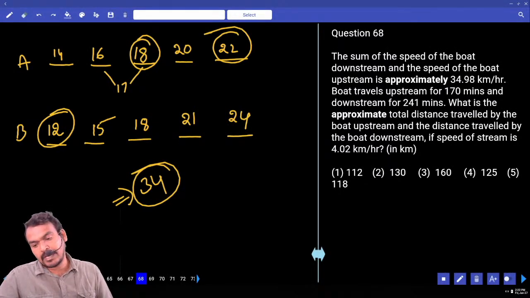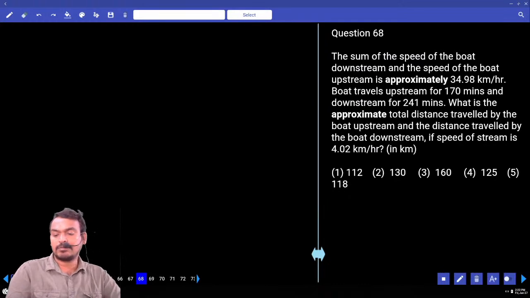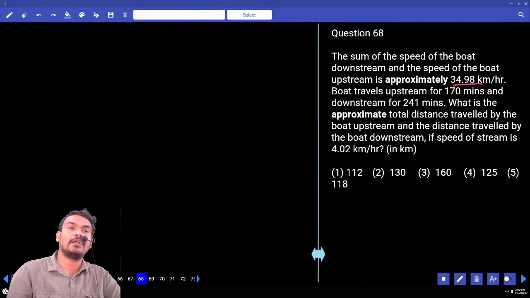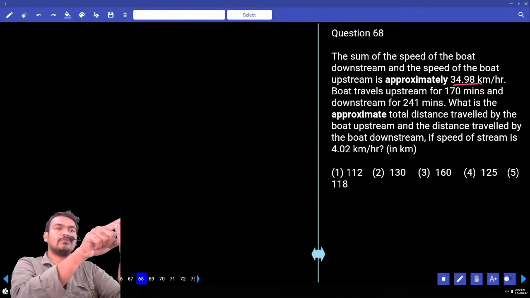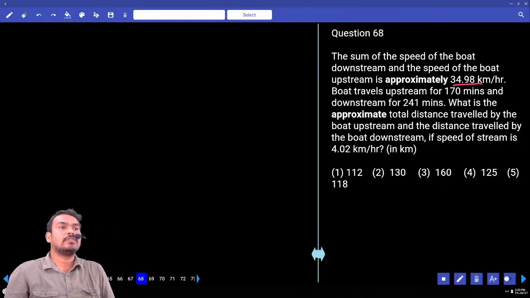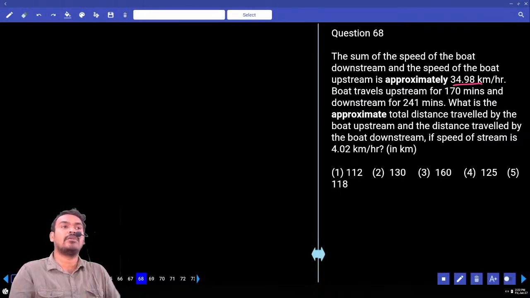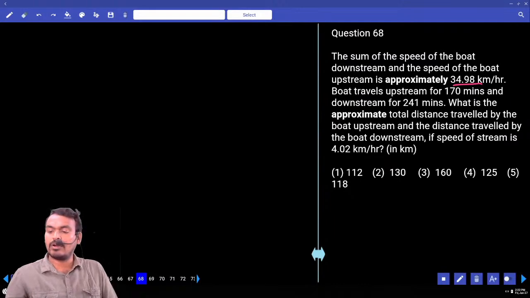The sum of the speed of the boat downstream and speed of the boat upstream is approximately 34.98 km per hour. Means one will be downstream speed, another one upstream speed. These two are adding, it is equal to how much value? 34.98. Normally downstream speed plus upstream speed adding by 2, we are getting how much? M value or S value? M value. But here M plus S plus M minus S, that is equal to how much? 2M or not?